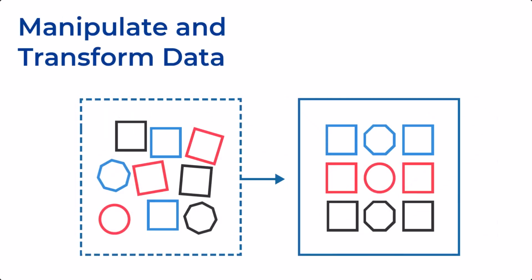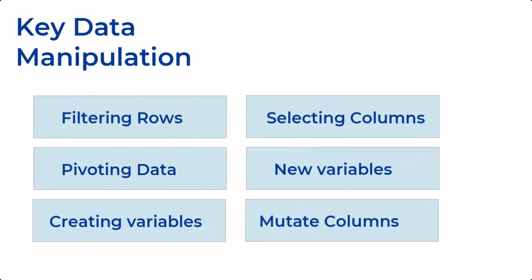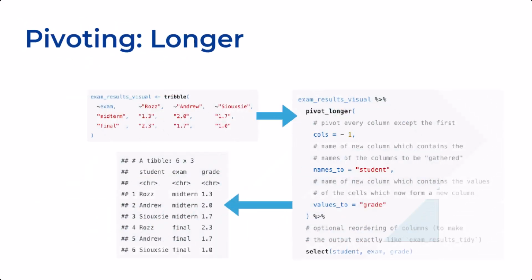Manipulate and transform data. In data analysis, one of the most important tasks is transforming your data into a format that is easy to work with and ready for analysis. Data manipulation and transformation allow you to refine your dataset, extract meaningful insights, and prepare it for advanced techniques such as statistical analysis or machine learning modeling. Key data manipulation techniques include filtering rows, selecting columns, pivoting data, adding new variables, creating derived variables, mutate, adding or modifying columns, then summarizing data. Let's explore them.